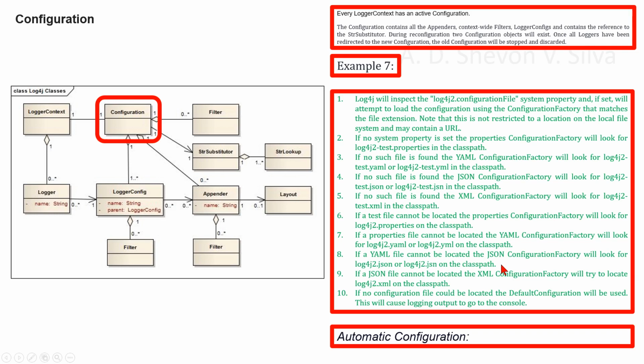Step 8. If a YAML file cannot be located, the JSON ConfigurationFactory will look for log4j2.json or log4j2.jsn in the class path.